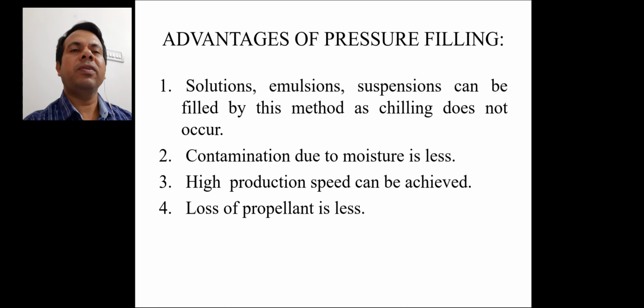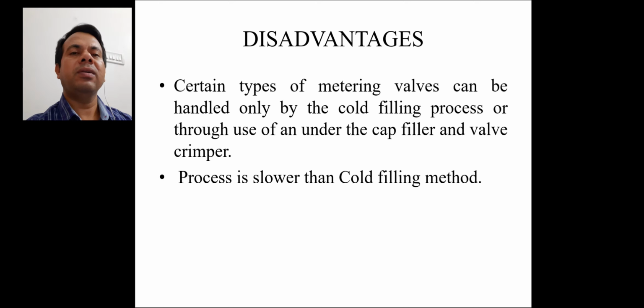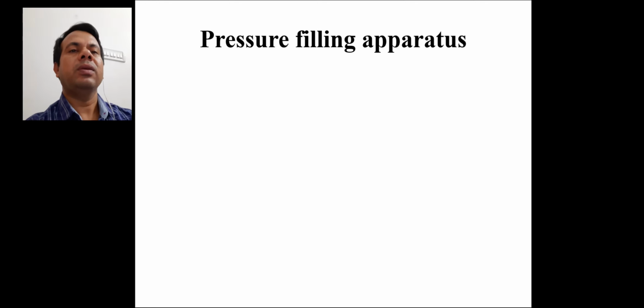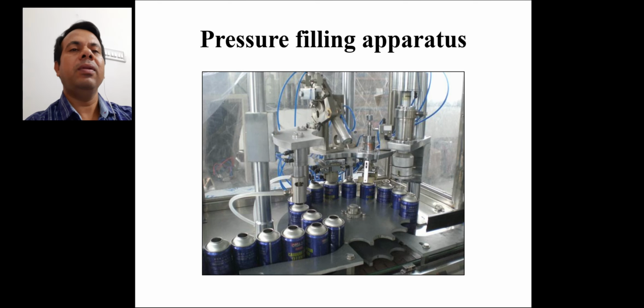There are some advantages of pressure filling. Solutions, emulsions, and suspensions can be filled by this method as chilling does not occur. Contamination due to moisture is less. High production speed can be achieved, and loss of propellant is less. Few disadvantages are there. Certain types of metering valves can be handled only by the cold filling process or through use of an under the cap filler and valve crimper. The process is slower than cold filling method. This is the pressure filling apparatus assembled.